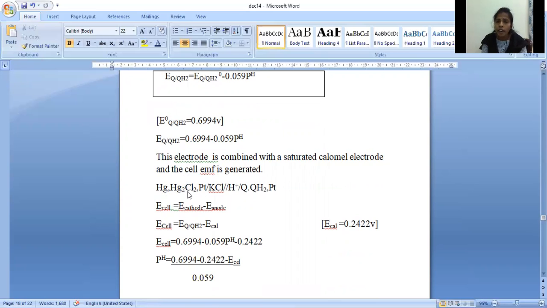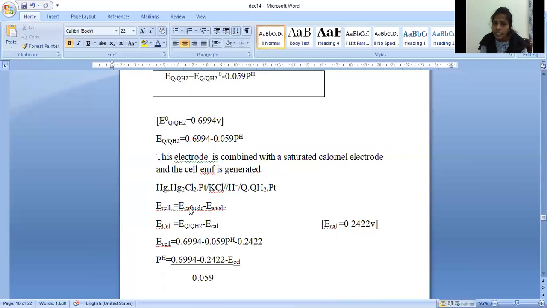So this is the cell notation. How to write the cell notation? Anode, electrolyte. So here the anode electrode is mercury, mercurous chloride, platinum, vertical line KCl, double vertical line H plus, vertical line quinone, quinhydrone, platinum. Yes. So this is the cell notation. If you go to the previous classes, you can understand well how to write the cell notation. So this is for the anode and this is for the cathode. So what is the cathode here? The quinhydrone electrode is acting as the cathode and the calomel electrode is acting as the anode.